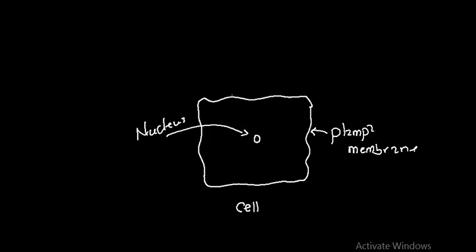Here we have a rough sketch of a cell. From the inside we have what we call the nucleus. And this is what we call outside of the cell, this world. What protects the interior of the cell is what we call the plasma membrane. The plasma membrane, we can also call it the cell membrane.